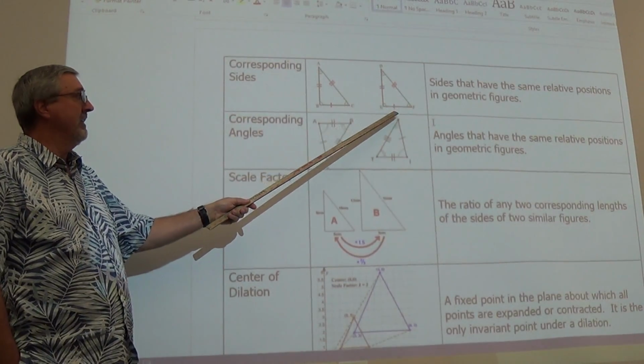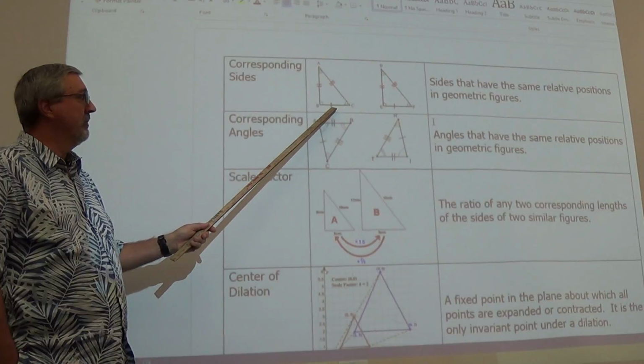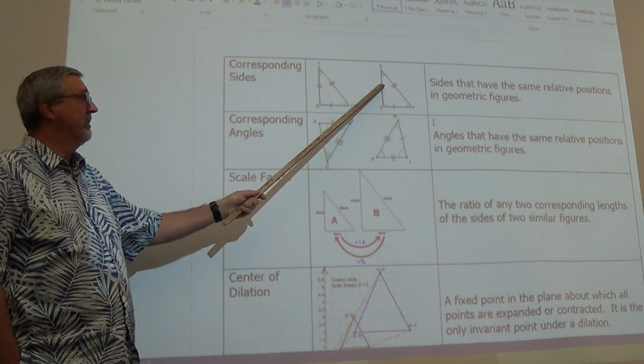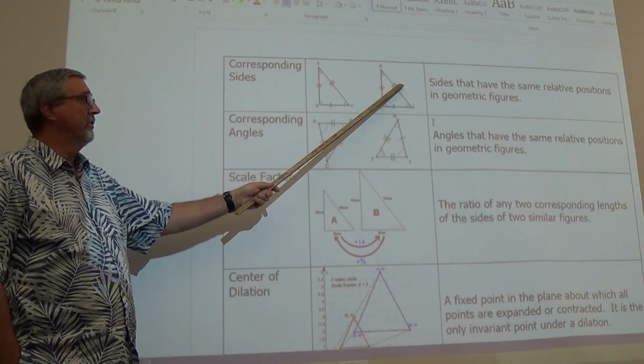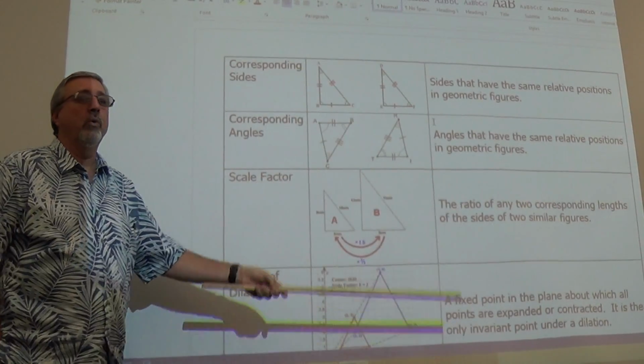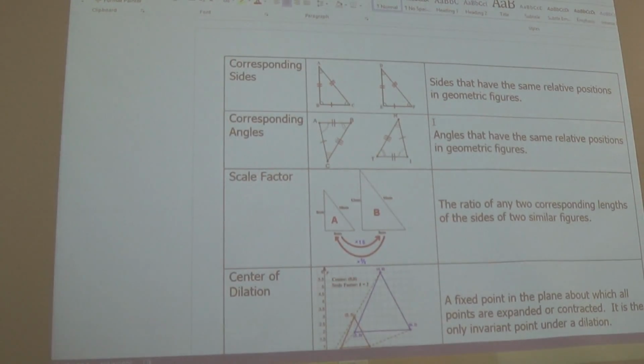Same thing with the sides. This has one dash, this has one dash, this has two, this has two, this one has three, this one has three. So they're showing you which ones are congruent to each other.